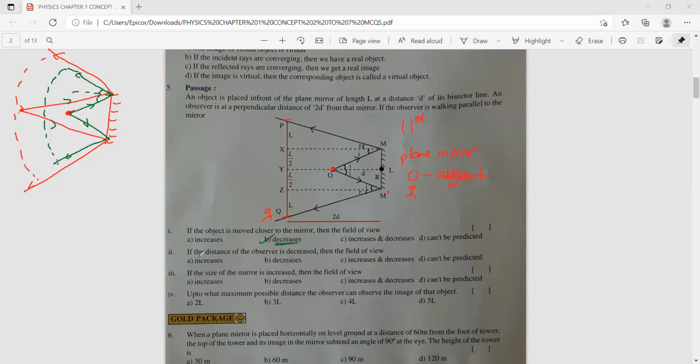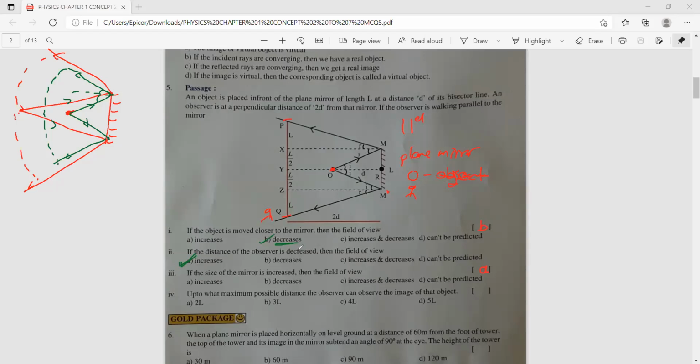Second question: if the distance of the observer is decreased, then the field of view, that means the person will come closer to the mirror. When the person comes closer to the mirror, in that condition the field of view increases. Okay, the second one is this. The first one is option B. The second one is option A.